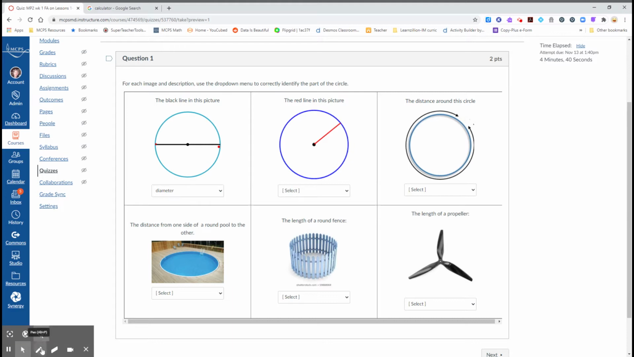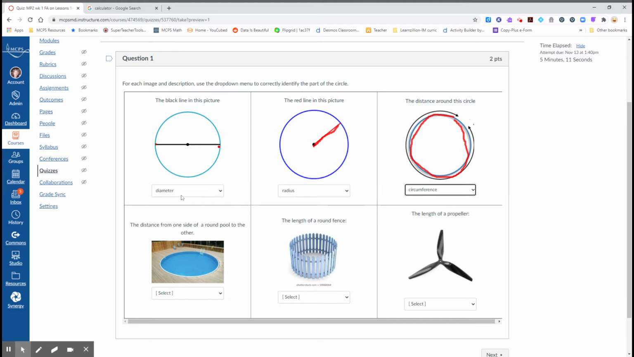And on problem 2, we see this red line goes from the center to the edge. So when it goes from the center to the edge, that is called a radius. So the correct answer is radius. On number 3, we see it goes all the way around the circle, like so. When you go all the way around the circle, that is called a circumference. So that's for those 3.